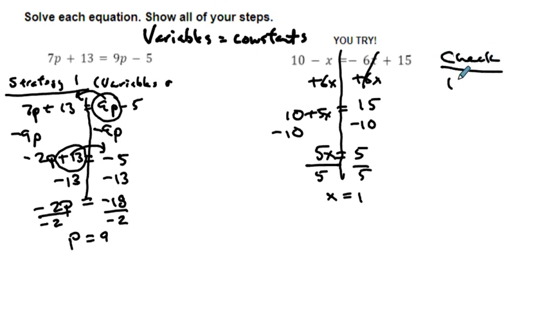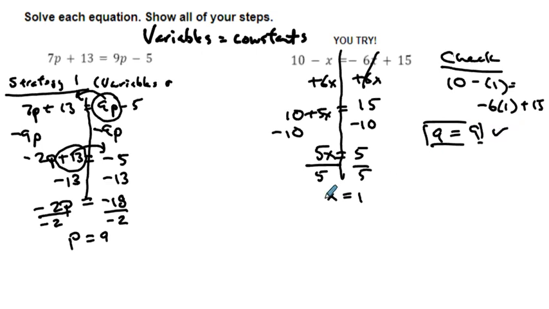All right, so we're going to go 10 minus 1 equals, sorry, I'm writing under it, negative 6 times 1 plus 15. Well, this side, 10 minus 1 gives you 9, right? And then negative 6 plus 15 gives you 9 as well. So, be good. Get your check. So this is my answer, and we're in good shape.